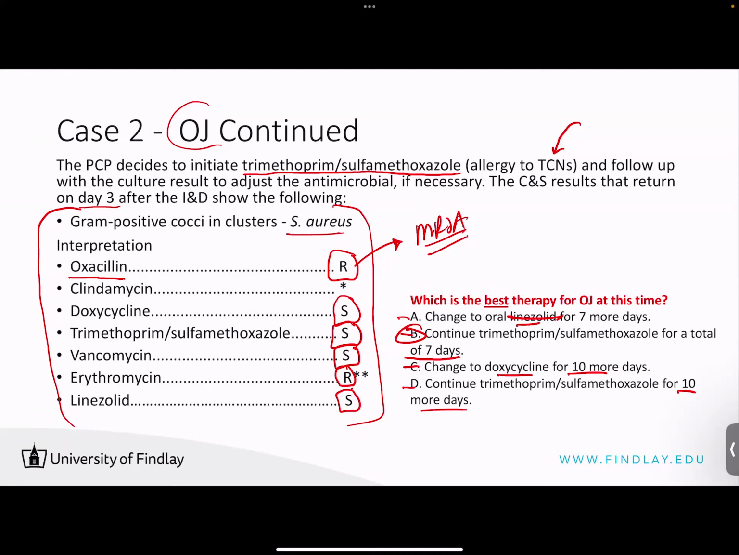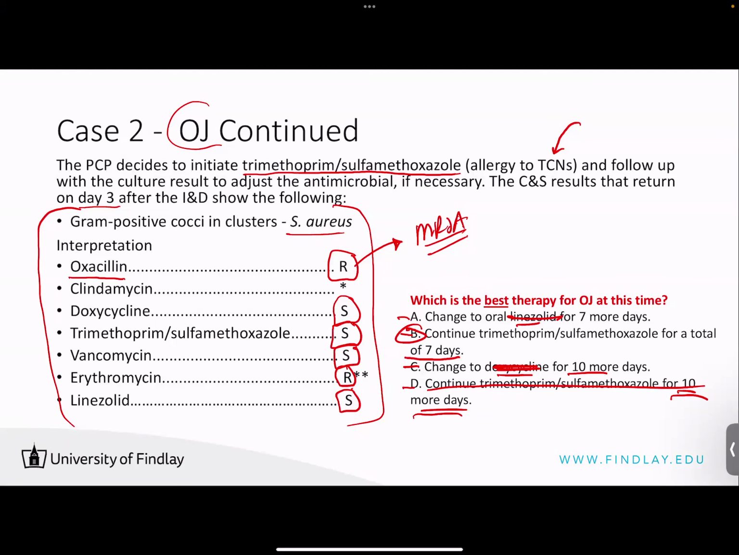Let's use linezolid when linezolid is needed, when other stuff doesn't work. We don't need to give 13 days' worth of Bactrim either. So we rule that out. And of course, a tetracycline allergy would preclude the use of doxycycline.